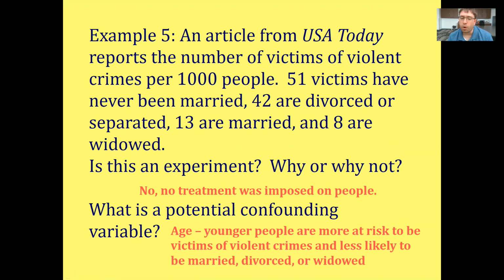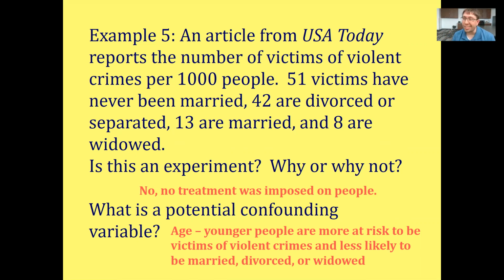So we can't say that victims of violent crime are unmarried people. And in order to avoid becoming a victim of violent crime, you should be married. That would be a bad claim to make based on our example, because we didn't randomly assign different groups of people to be victims of violent crime and see if it happens.